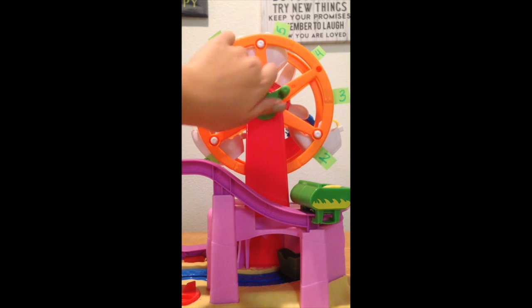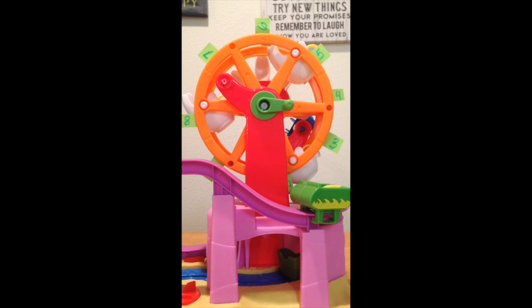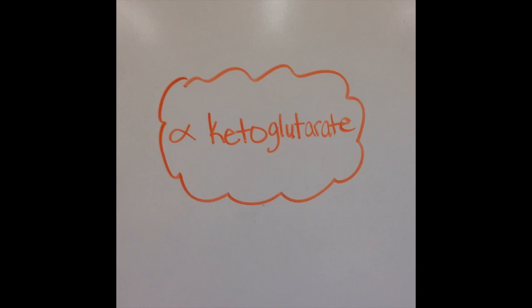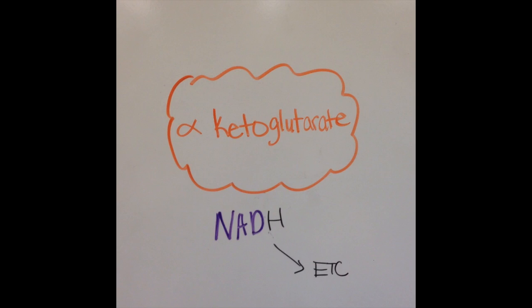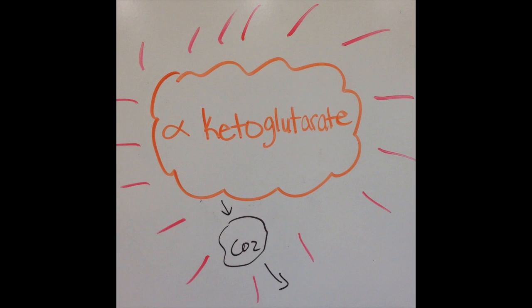In step 4, the same reaction occurs that happened in step 3, with the NADH and the carbon dioxide leaving the molecule. So you're taking the alpha-ketoglutarate and turning it into succinyl-CoA.